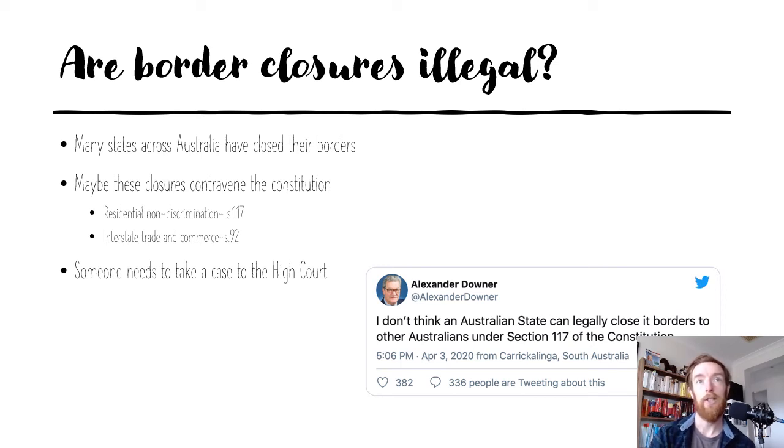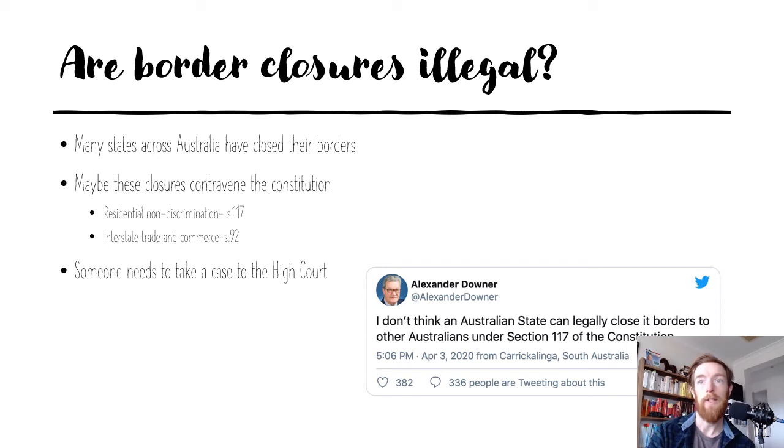So many states across Australia have closed their borders. Maybe these border closures contravene the Constitution. So we've got residential non-discrimination, so you can't discriminate against people based on where they live. Therefore you can't really say, well, you're from Metro Melbourne, you can't come into any other state. But that's what people have done.